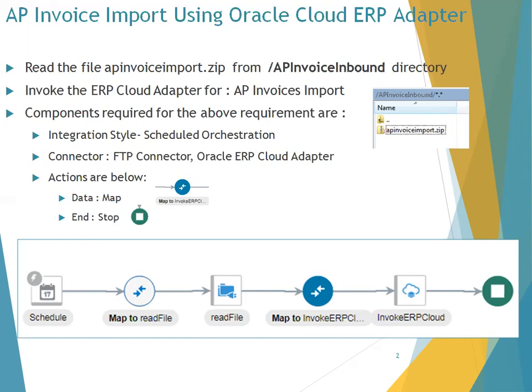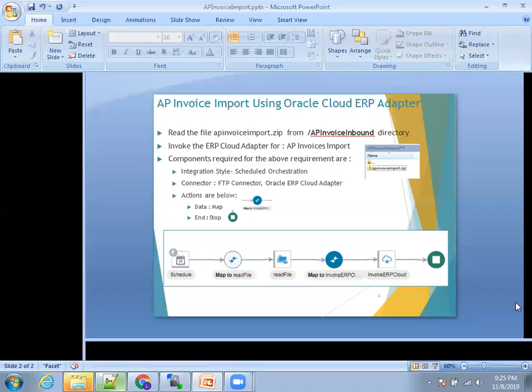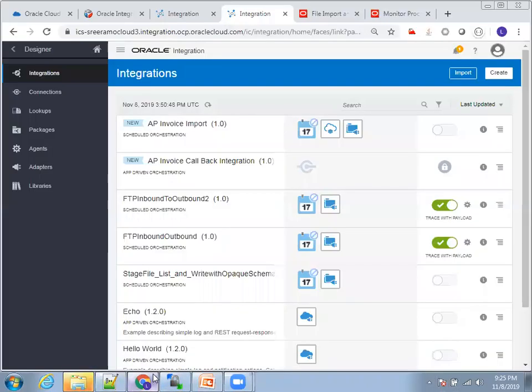Then what we're trying to do is, once we get the file from the FTP, we are mapping that file to the ERP Cloud adapter. So there are only two technological components involved here. One is the FTP connection, and the other one is the ERP Cloud adapter. And if you see the actions, we are using only the stop as well as the mapping one. Okay, so let's get into the integration. Let me show you.